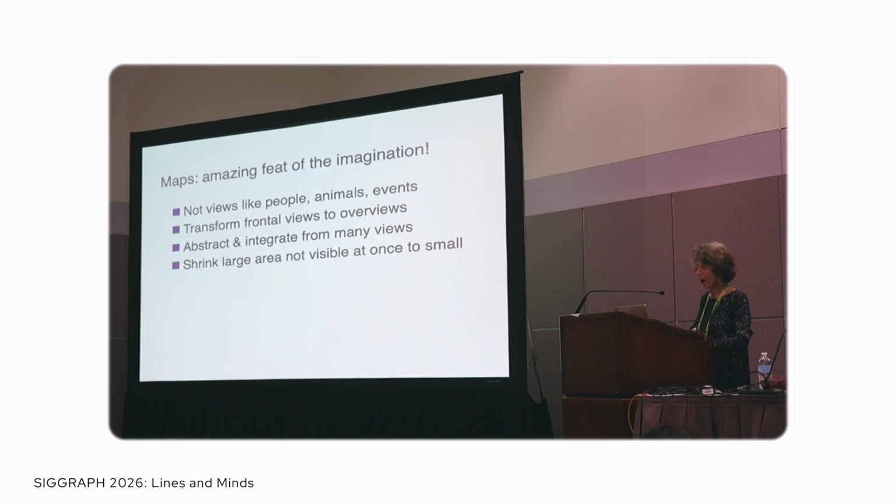Maps transform frontal views. We experience the world straight on to overviews. Okay, so they need to make that mental transformation. They abstract and integrate many different views. If you're mapping something that's 20 miles on a slab 7 feet, you have to have explored it and integrated it and abstracted what's important. So they also shrink a large area that's not visible at once to a small area. So maps are extraordinary. That people can do them is extraordinary.